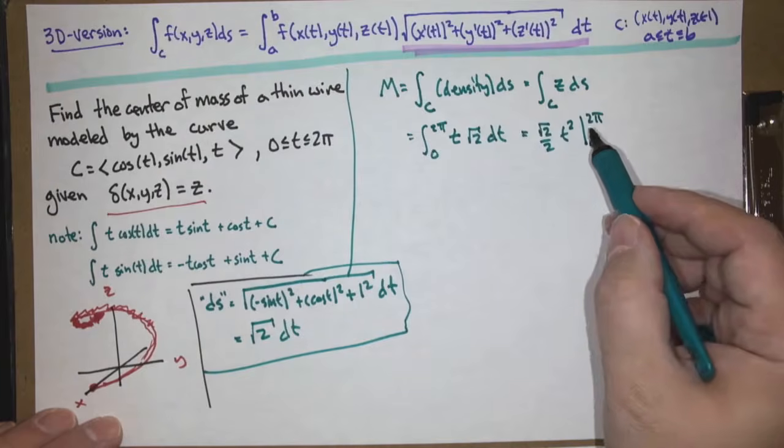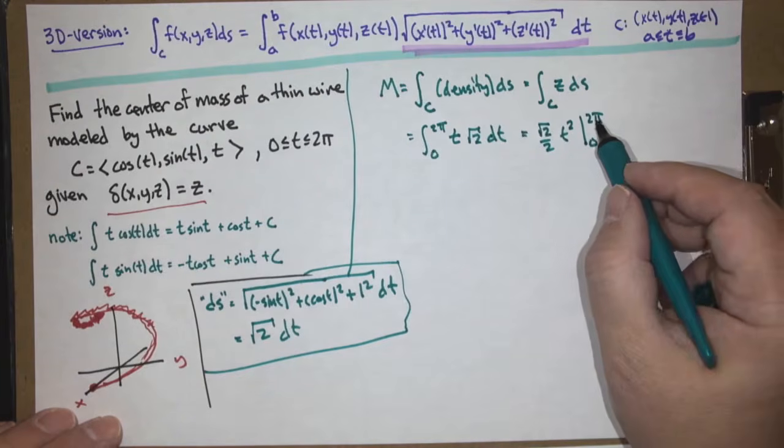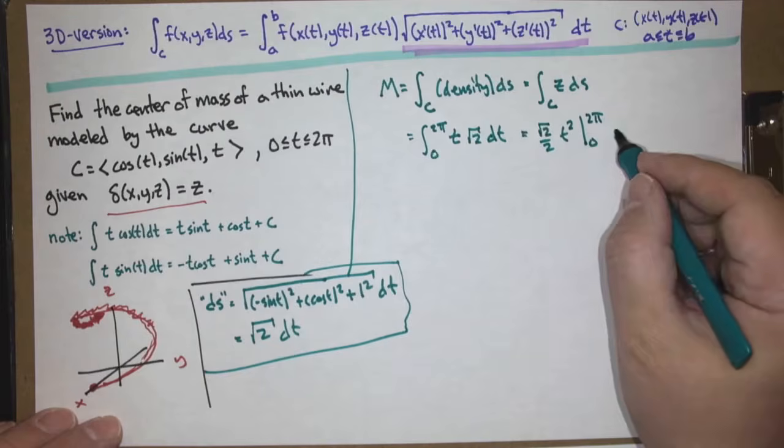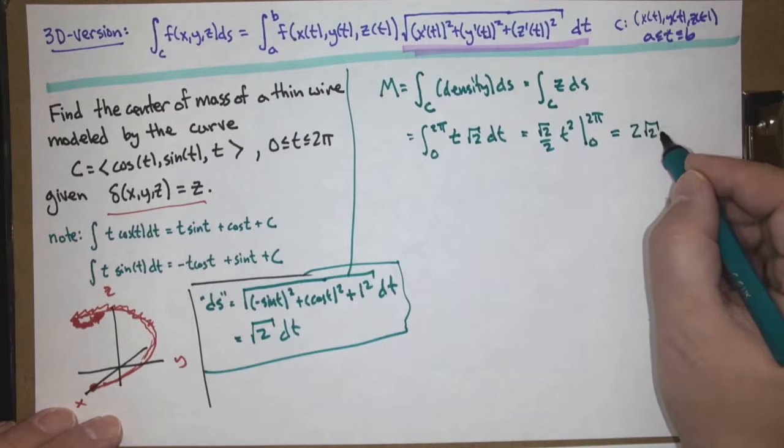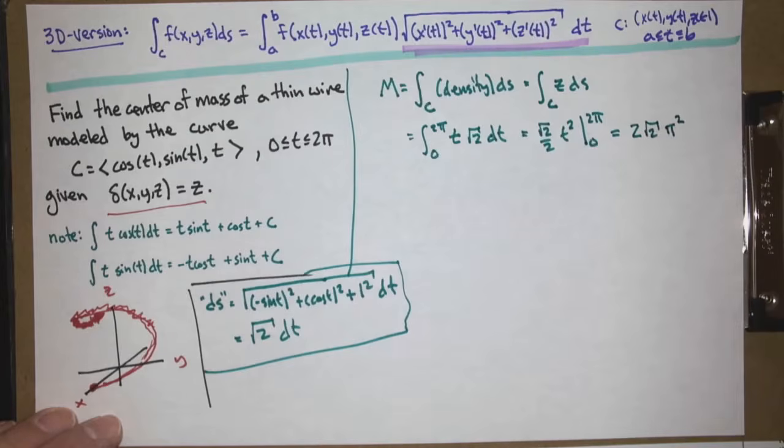Plug in 0, you get 0. When you square 2 pi, you'll get 4 pi squared. But we also have it divided by 2, so we end up with 2 square root of 2 pi squared. So that's our mass. What else do we need to compute?